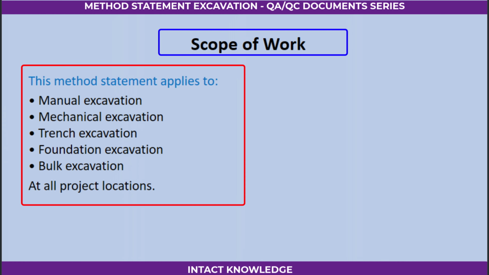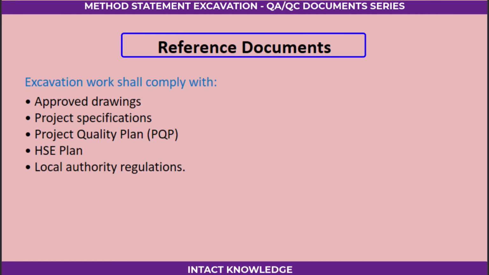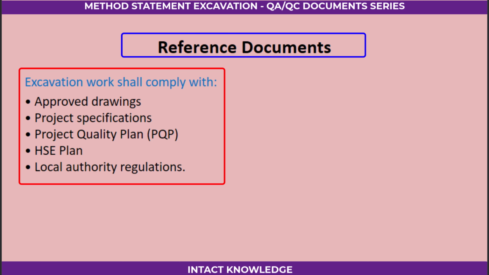Scope of work. This method statement applies to manual excavation, mechanical excavation, trench excavation, foundation and bulk excavation at all project locations. Reference documents. Excavation work reference documents are approved drawings, project specifications, project quality plan (PQP), HSE plan, local authority regulations.